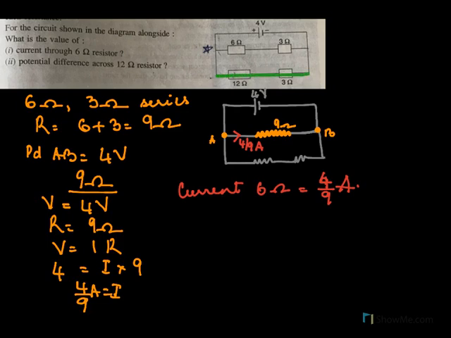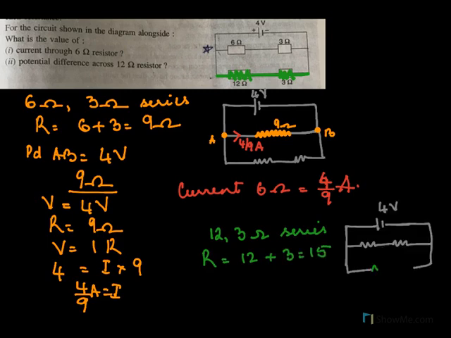Now let's go ahead and find the current in this arm. So in this arm we have 2 resistances. One is 12 and 3 connected in series. So 12, 3 ohms in series. So total resistance R is 12 plus 3, and this is 15. So this total resistance here we will put as now 15 ohms.